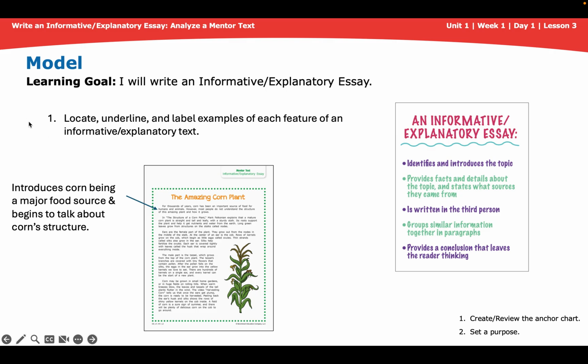So this is what you're going to do on your own at your seat. Locate, underline, and label examples of each feature of an informative/explanatory essay.